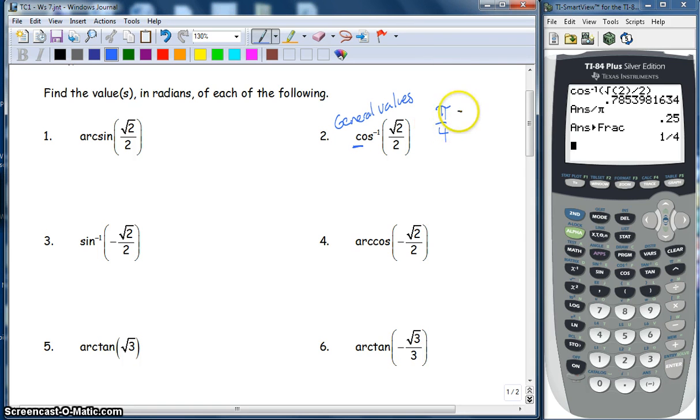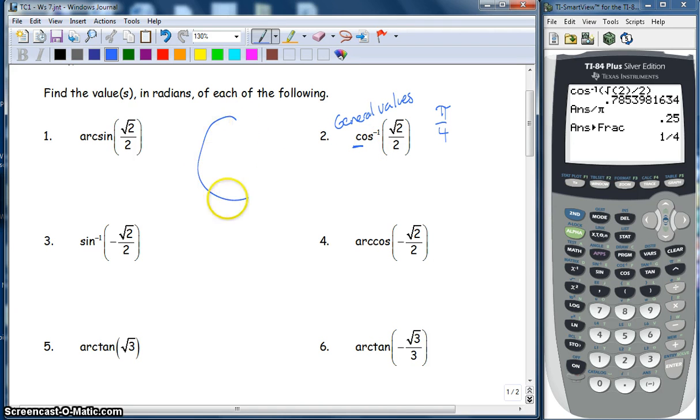Which makes sense because at root 2 over 2, the inverse cosine and inverse sine of root 2 over 2 are both pi over 4, because that's where they are the same on the unit circle. Now, remember that is your principal value. So if that was big cosine, we'd be done. But it's not, it's little cosine.